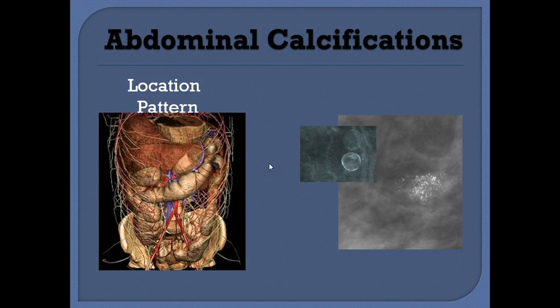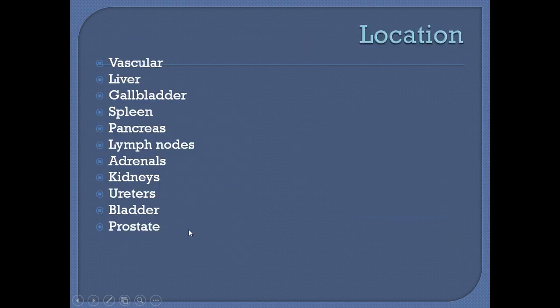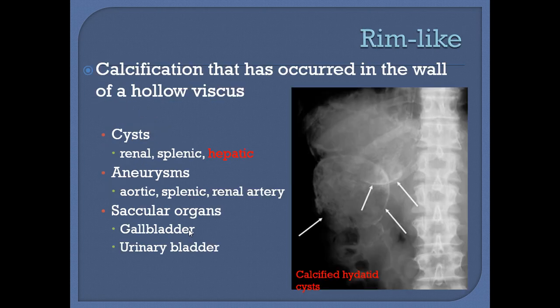Abdominal calcifications, we have to identify the pattern, whether it is peripheral, central, linear, or amorphous. It can be vascular, hepatic, in the gallbladder, spleen, pancreas, lymph nodes, adrenals, kidneys, ureter, bladder, or prostate. In the right upper quadrant, you see a well-defined lesion with peripheral areas of calcification. So this is a case of hydatid cyst which is calcified. Cyst can be renal, splenic or hepatic.